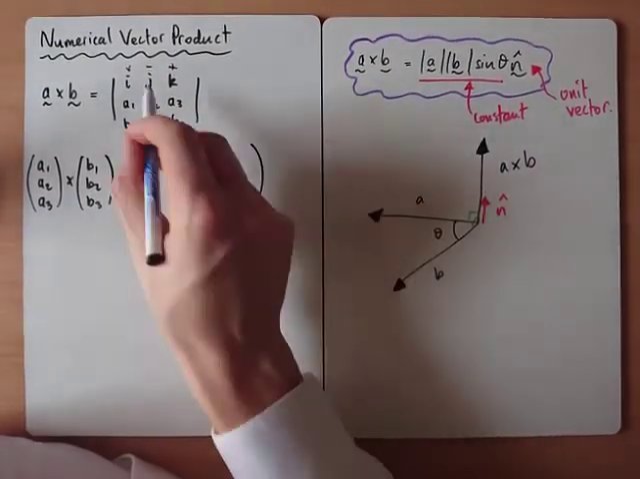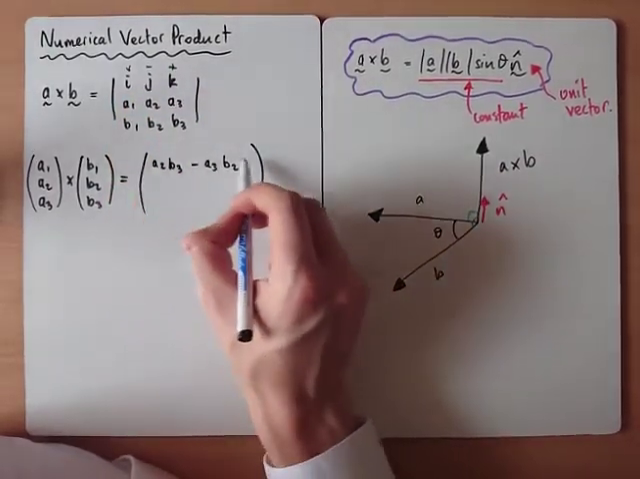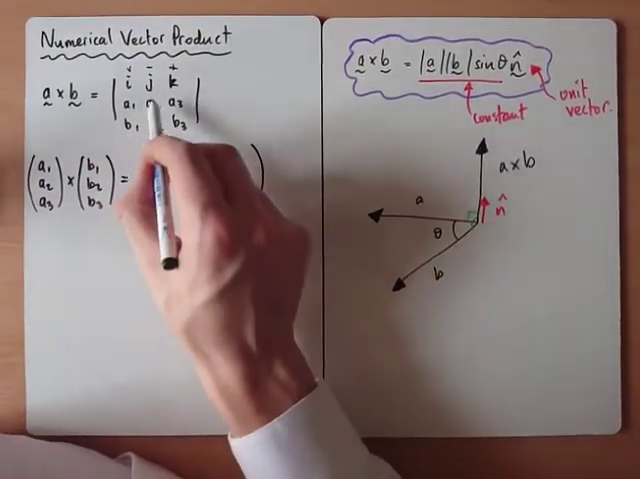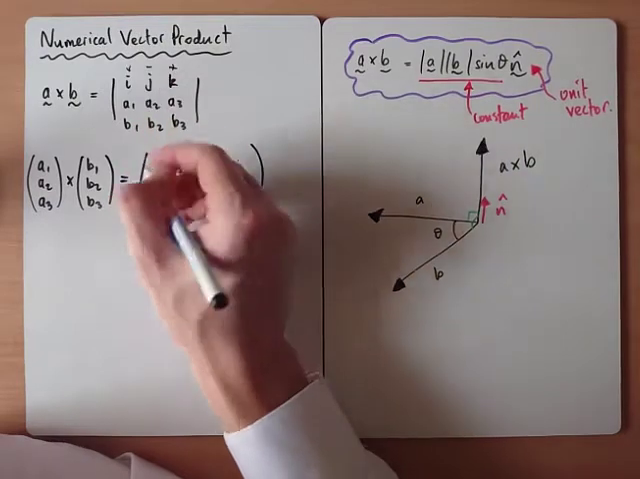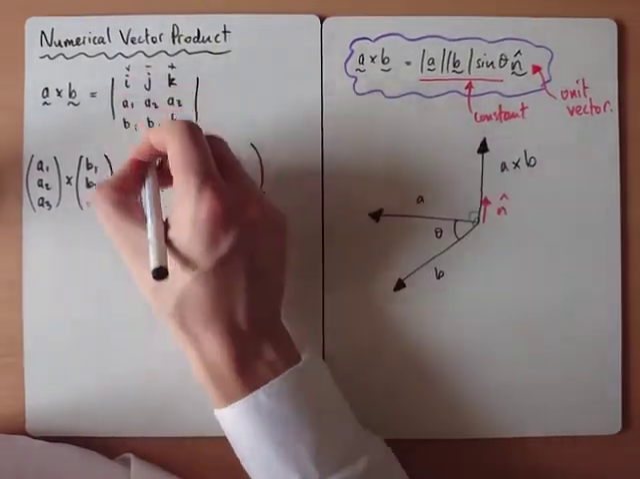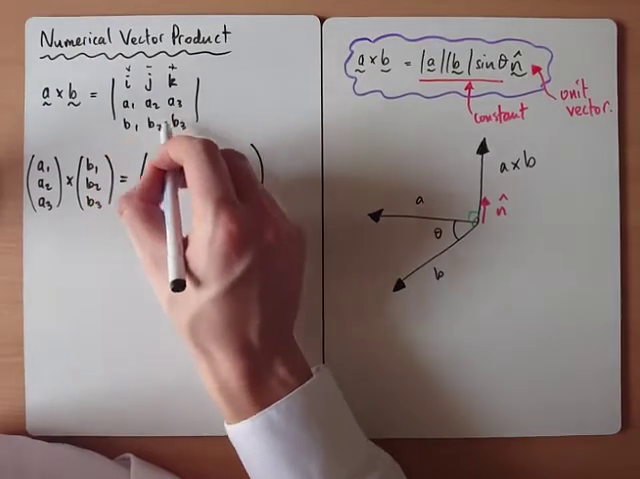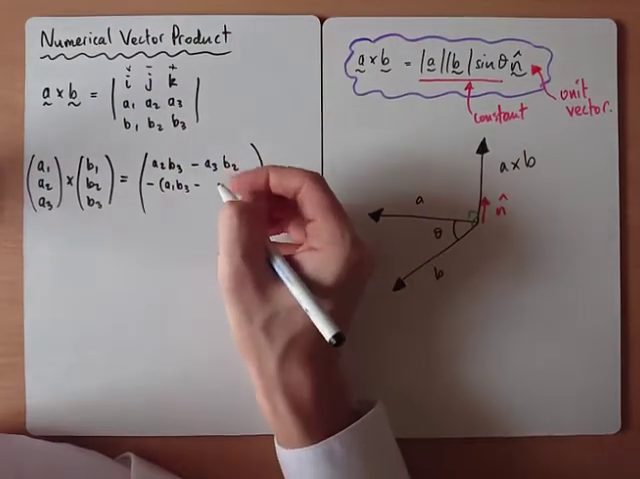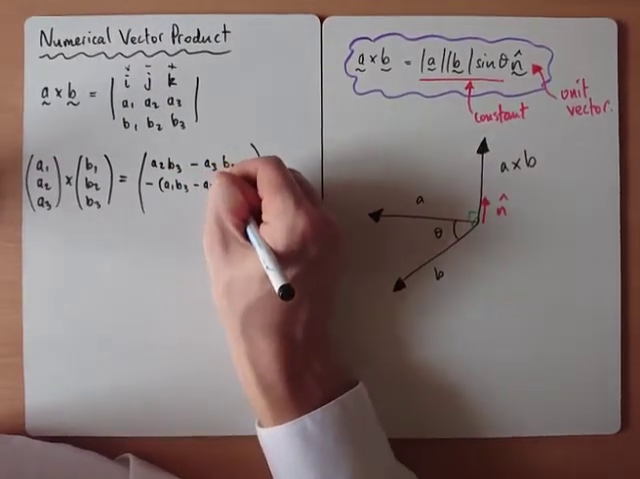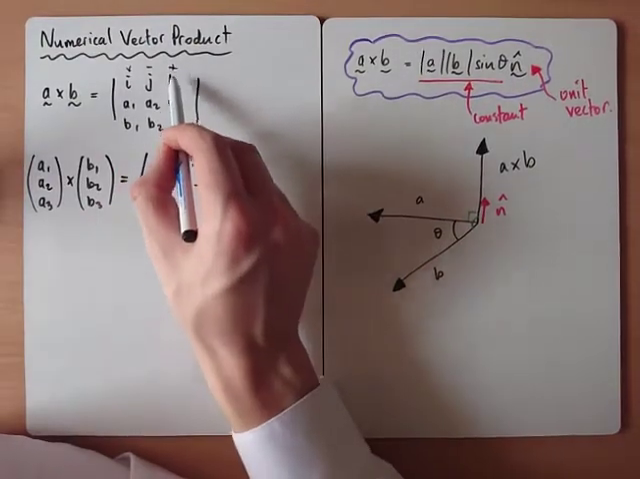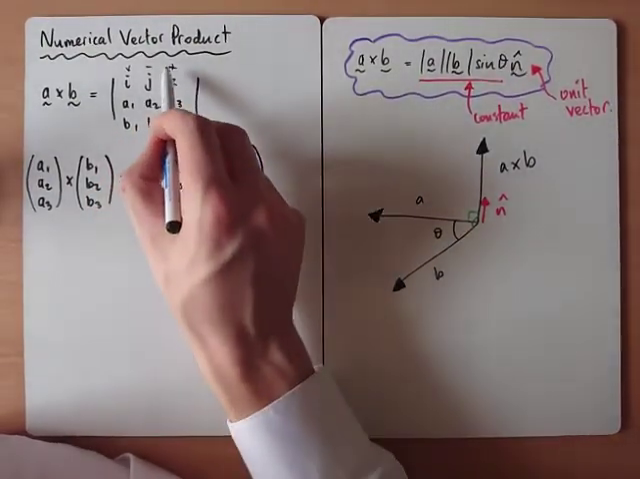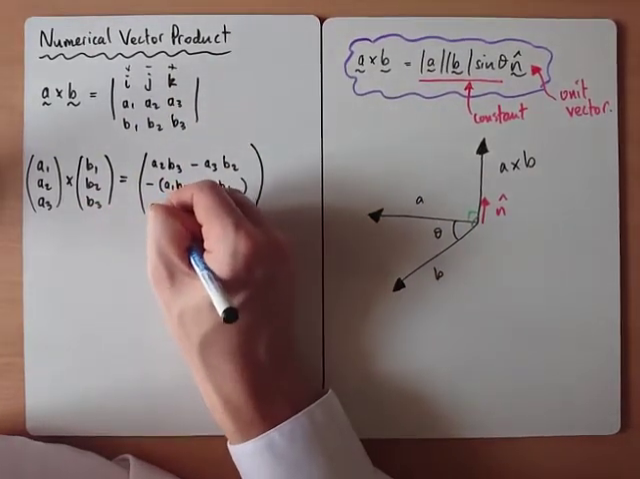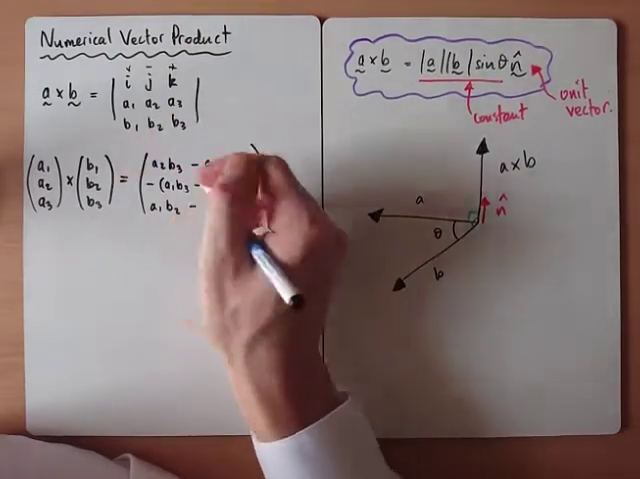b2. Then for the j, remember i is just the top element, j tells me it's the middle row. You've got minus being applied, and then the determinant would be of these values, so it would be a1 b3 minus a3 b1. And then finally k, which is positive, and then we're looking at this, so it would be a1 b2 minus a2 b1.